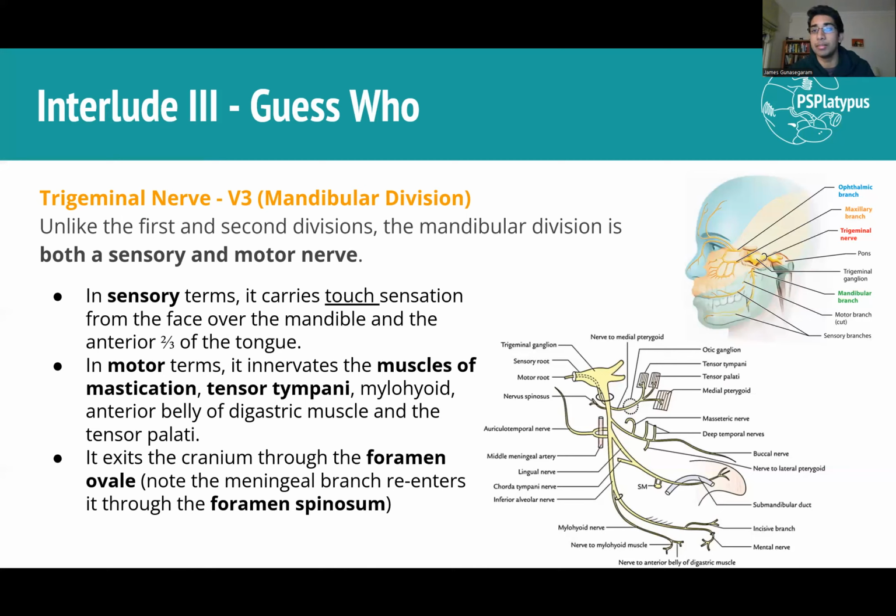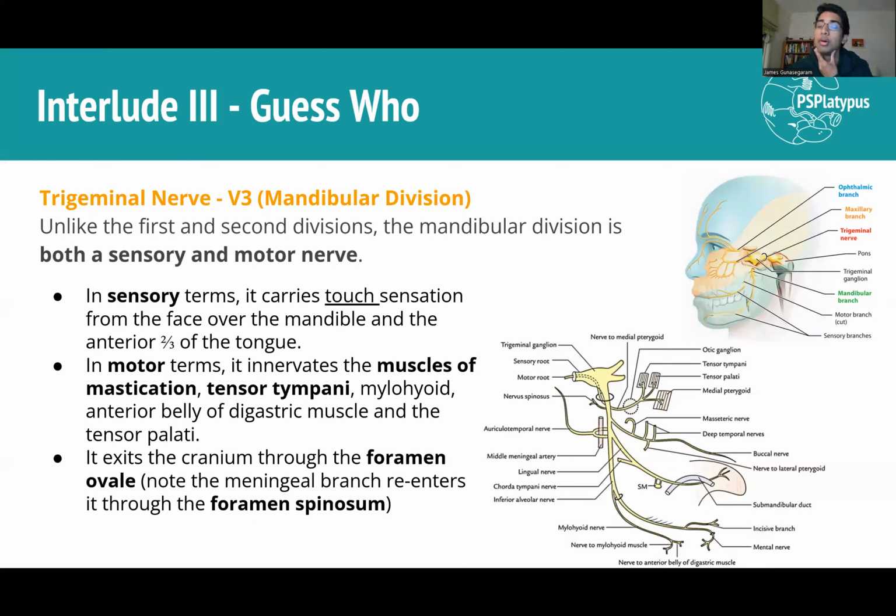Okay. So let's talk about the innervation in terms of motor innervation. Your first two divisions don't have any motor innervation that you need to worry about. The mandibular division does, and it's actually quite important. So we're going to talk about the muscles of mastication a little bit later on. The tensor tympani we're going to talk about when we talk about the ear, but suffice it to say, your eardrum is called your tympanic membrane. So tensor tympani, you can hopefully figure out what that means.